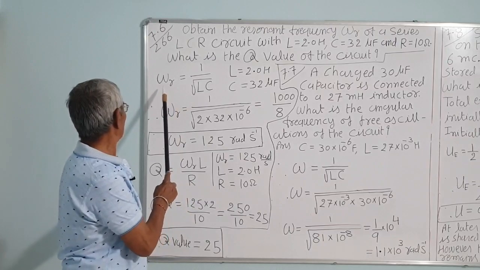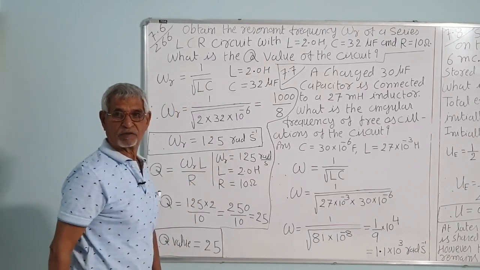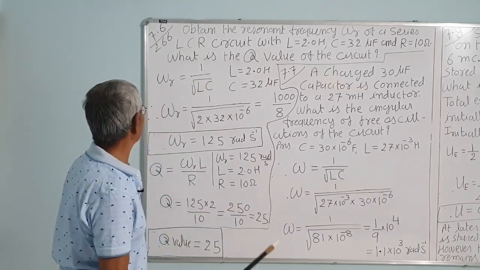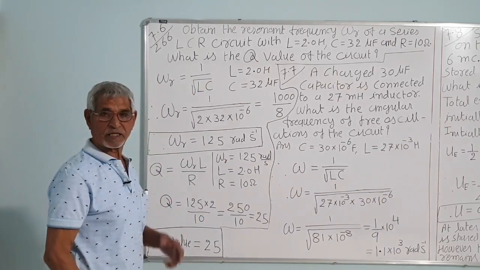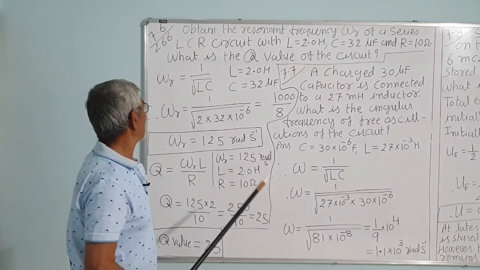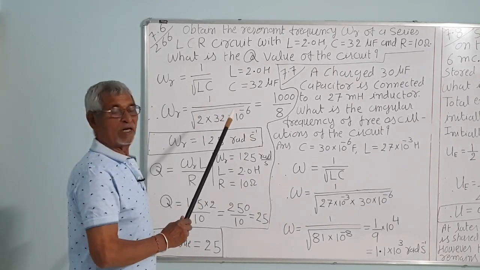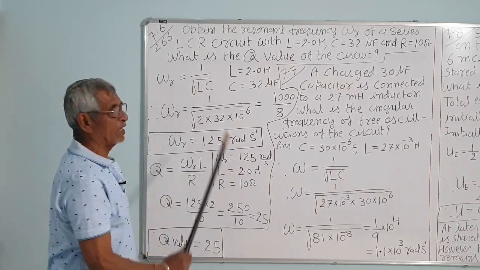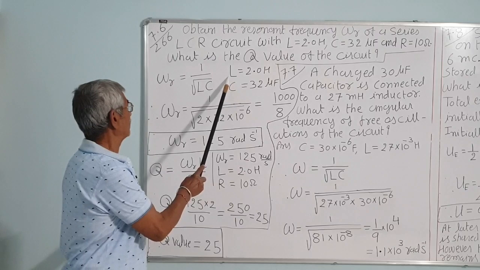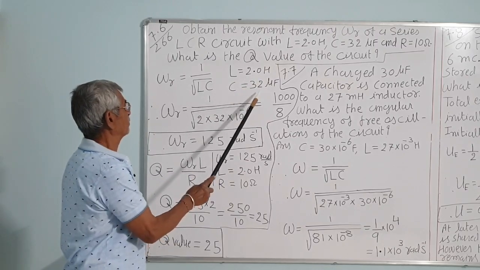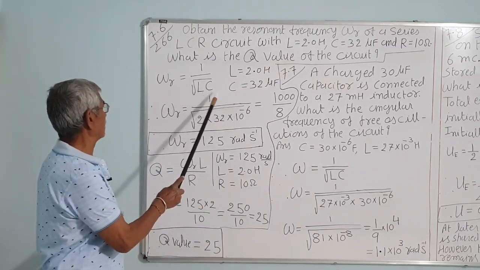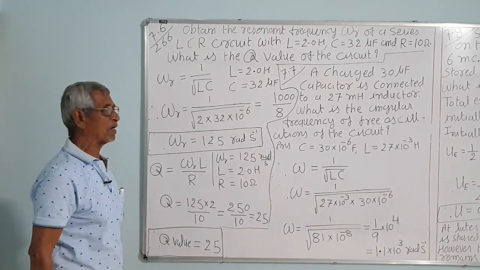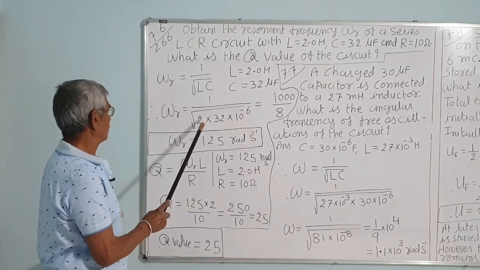We know that at resonance, the capacitive reactance and inductive reactance are the same. XL is equal to XC. That is, XL is equal to omega L and XC is equal to 1 upon omega C. That gives omega r equal to 1 upon under root LC. You can use this equation directly. So L is equal to 2 Henry, C is equal to 32 microfarad. So L and C are given. That is omega r equal to 1 upon root of 2 into 32 into 10 to the minus 6.